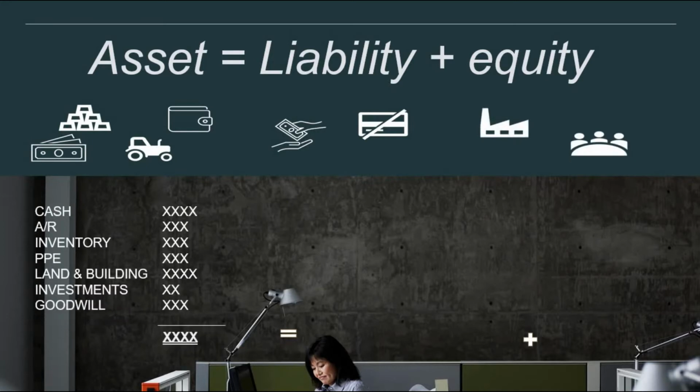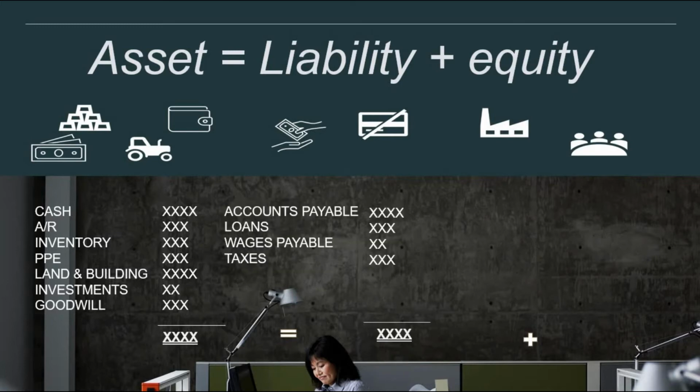Let us take some examples of assets: cash, accounts receivable, inventory, property, plant and equipment, land and buildings, investments and goodwill. Some liabilities are accounts payable, loans, wages payable and taxes. And for equity, owner's capital and retained earnings. Let us take some illustrations to understand this much deeper.